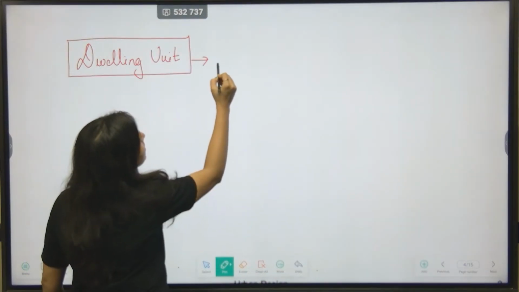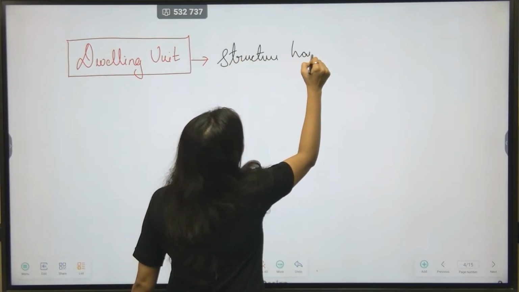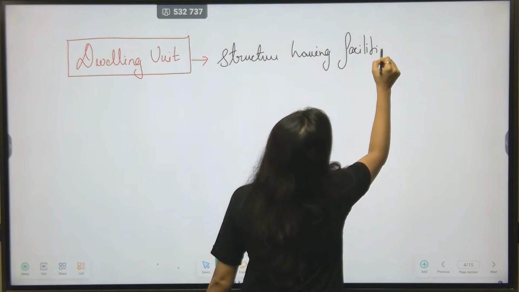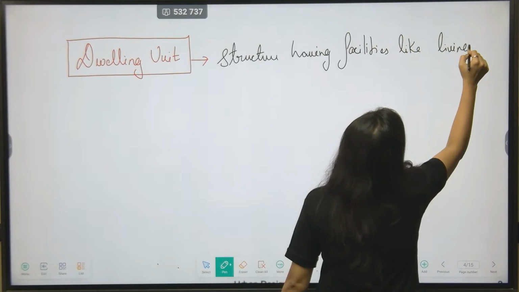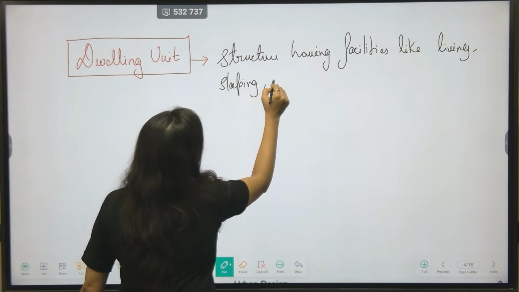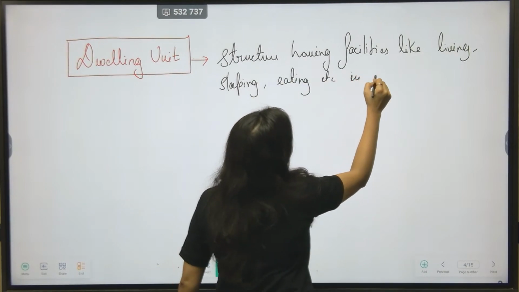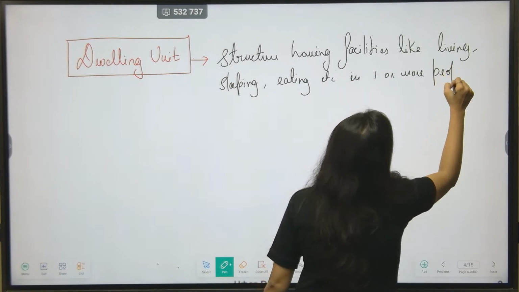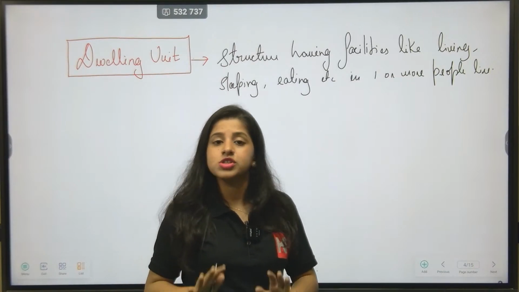So what is a dwelling unit? It is basically a structure having facilities like living, sleeping, eating, etc., in which one or more people live. Okay, so basically the house in which you live, that is known as a dwelling unit.